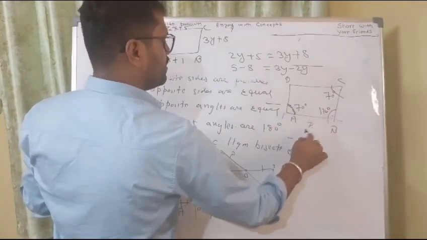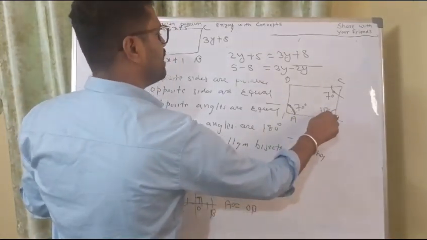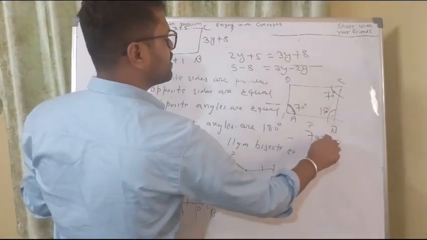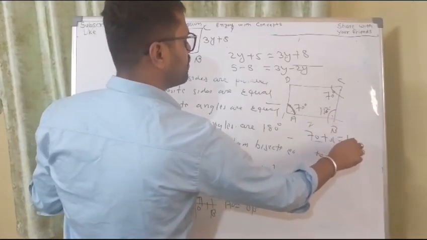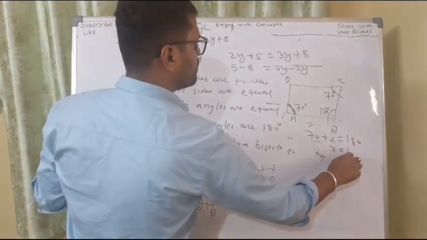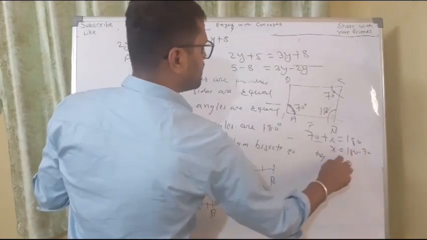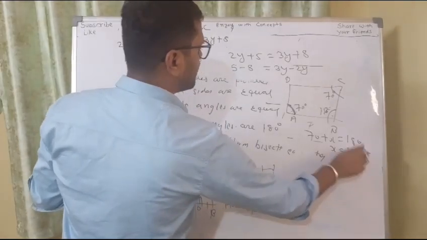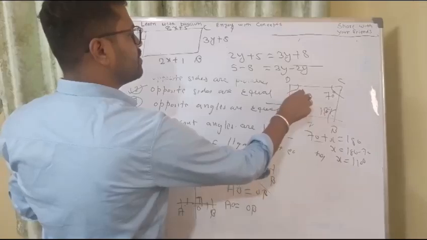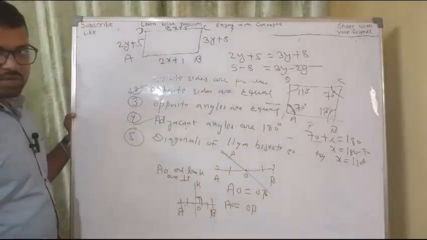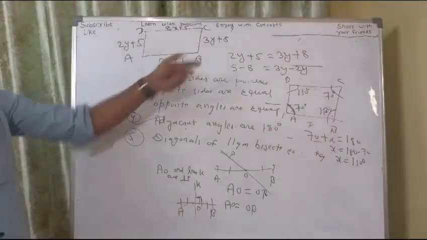How to find it? You can take it as x. How to get this value? 70 plus x equals 180. So x equals 180 minus 70. So x equals 110 degrees. Similarly, opposite angles are equal, so this is also 110. This is a very important concept in parallelogram.